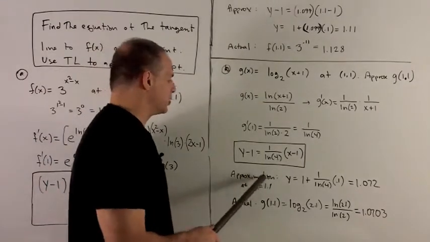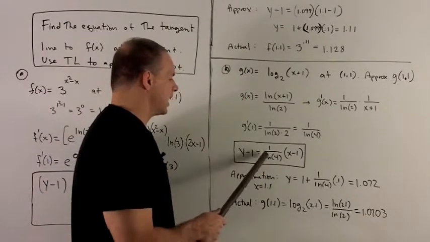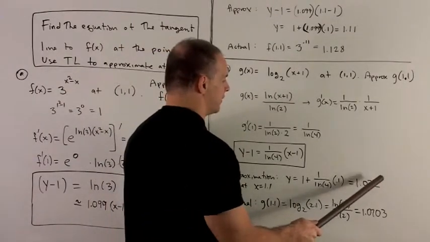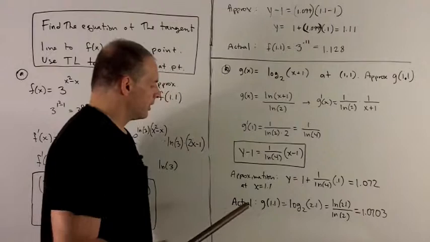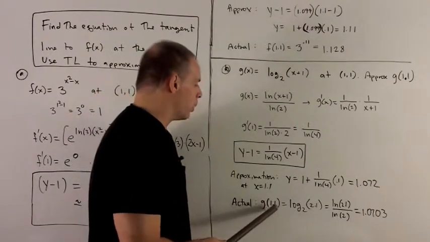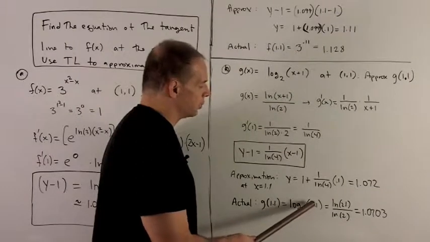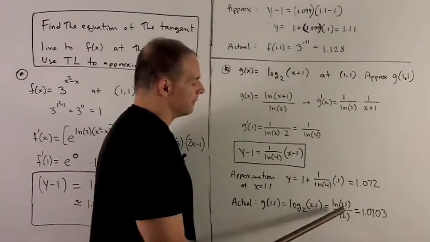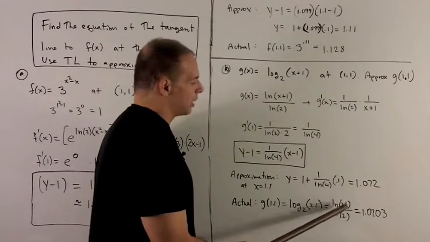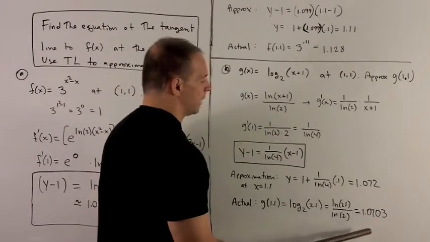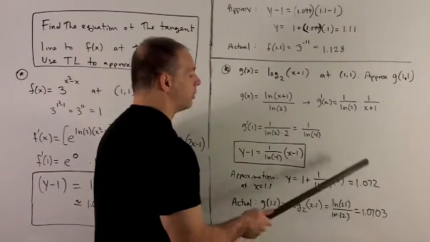To get my approximation, I put 1.1 into the tangent line, and that's going to give me 1.072. The actual value, which is just given by putting 1.1 into the actual function, is log base 2 of 2.1. As I did before, I'm just going to do natural logs, and then that quotient gives me 1.0703. So again, we see these are pretty close.